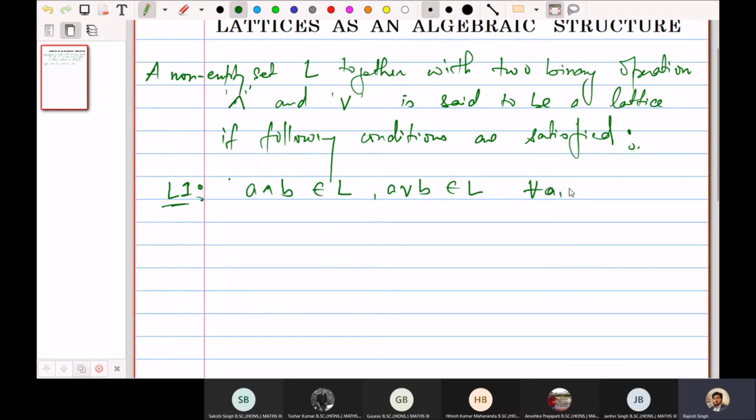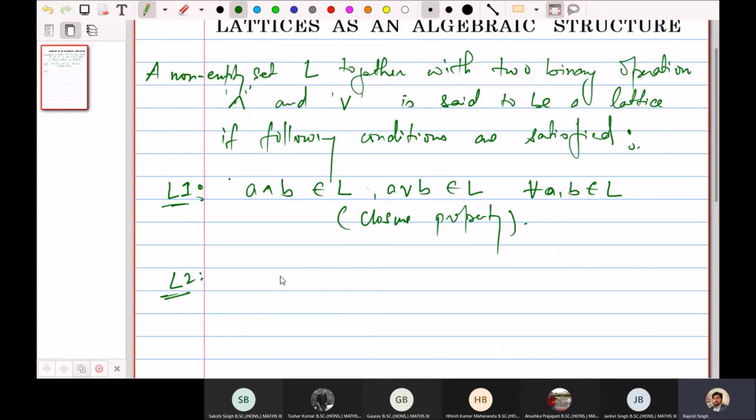For all A, B belonging to L, this is the closure property. So it should be closed with respect to both operations. It should be closed with respect to this operation and it should also be closed with respect to cup. Now second, here we check idempotency.